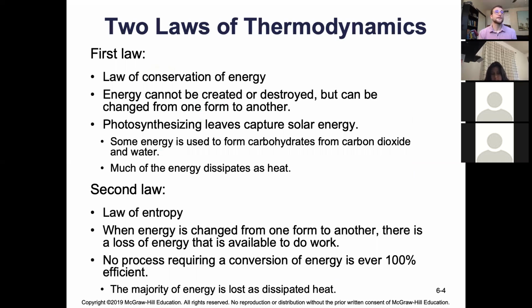So the two laws of thermodynamics. The first: energy cannot be created or destroyed. It can only be changed from one form into another. Photosynthesizing leaves capture solar energy. Some of it's used to form carbs, like glucose, from carbon dioxide and water, but most of it dissipates as heat. The second law is the law of entropy.